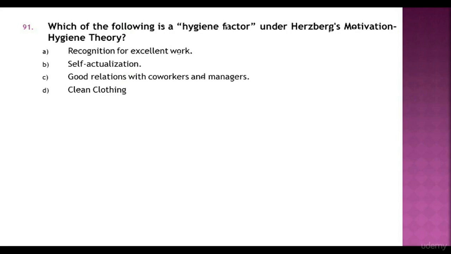Question 91. Which of the following is a hygiene factor under Herzberg motivation hygiene theory? Recognition for excellent work, self-actualization, good relations with coworkers and managers, clean clothing. Answer C is the correct choice. Good relations with coworkers and managers.